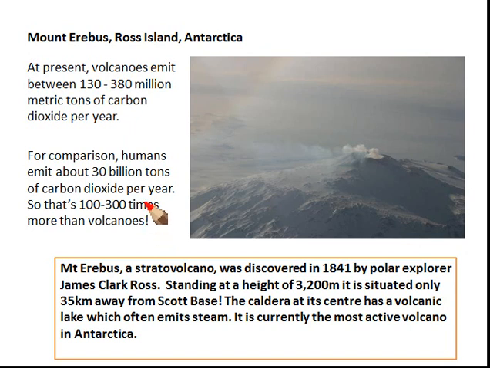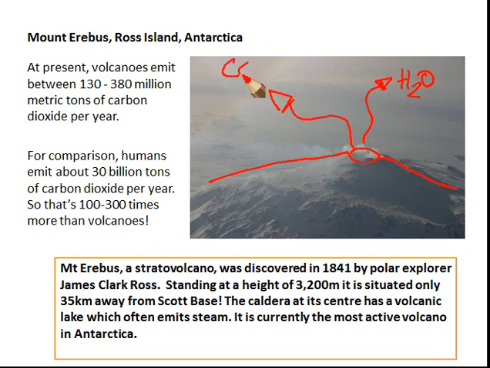And in this slide I've got Mount Erebus. Mount Erebus is found on Ross Island in Antarctica. It's a stratovolcano and it's an active volcano. So there's certainly a lot of water vapor being produced as it steams away for most of its time, but when it eventually erupts, then carbon dioxide is going to be released from Mount Erebus.